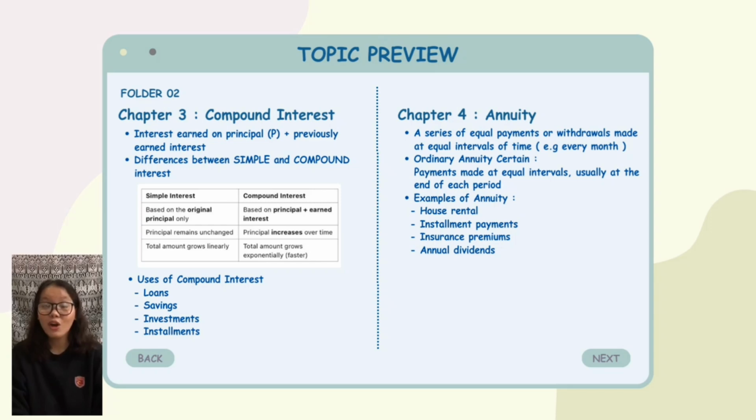So we will be moving on to chapter 4, which is annuity. What is an annuity? An annuity is a series of equal payments or withdrawals made at equal intervals of time, for example, every month. So, ordinary annuity certain: it is a payment made at equal intervals, usually at the end of each period.